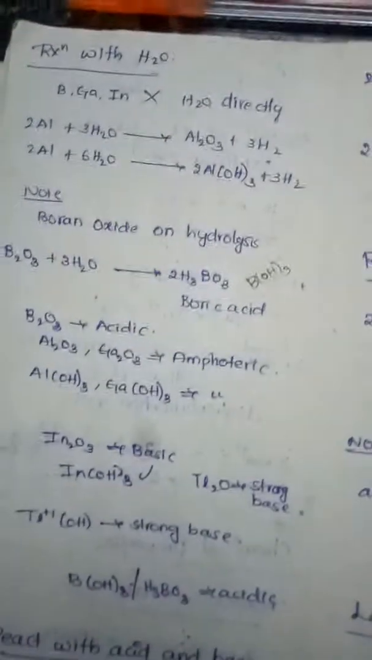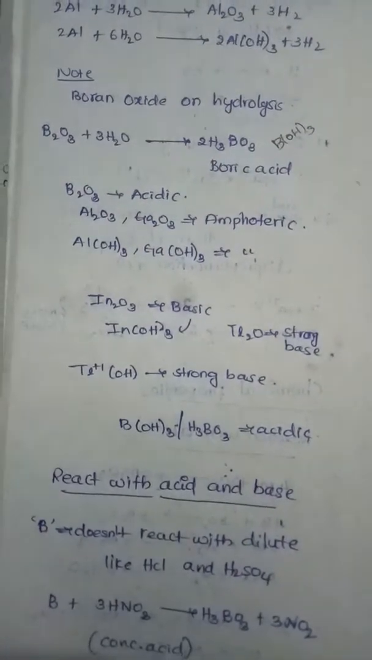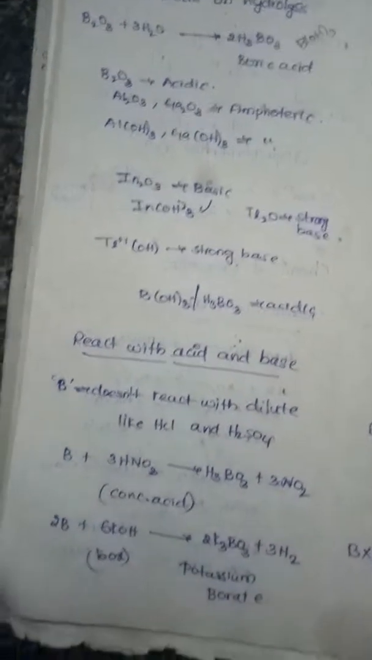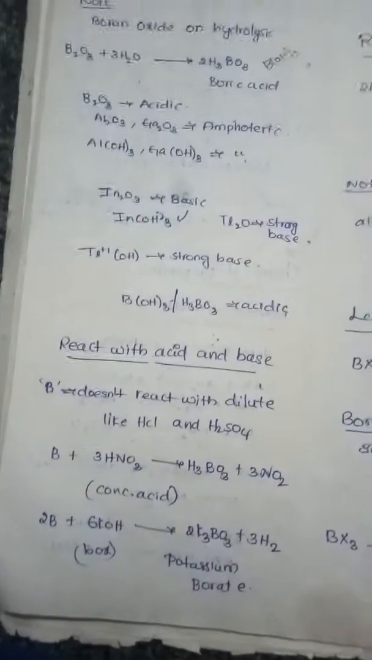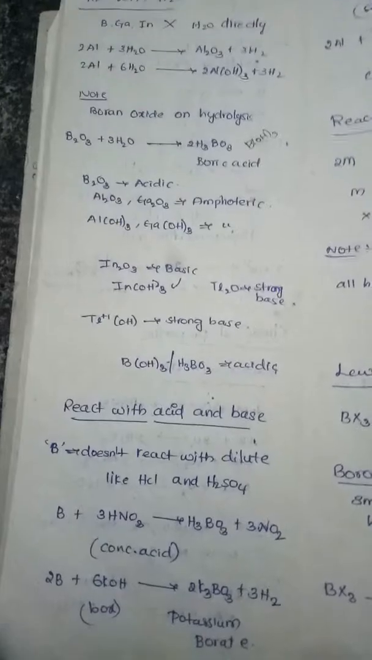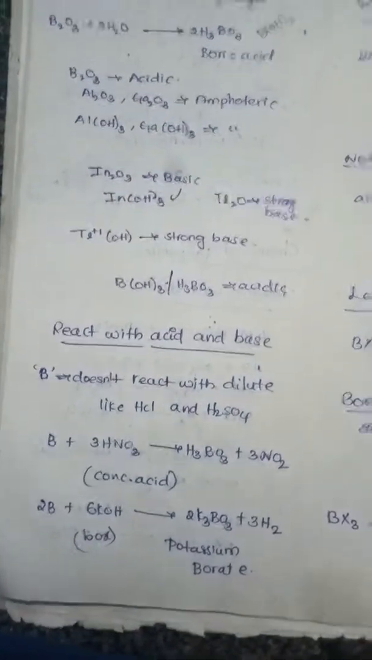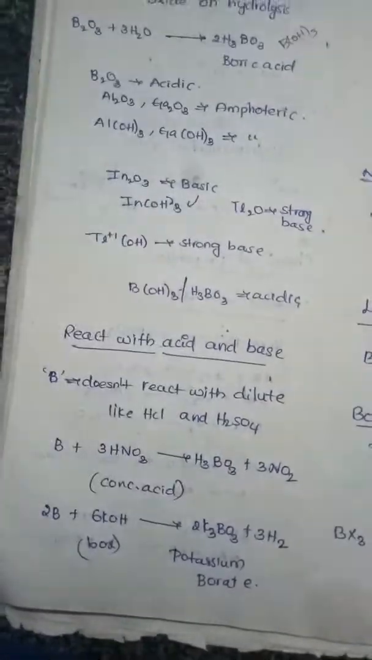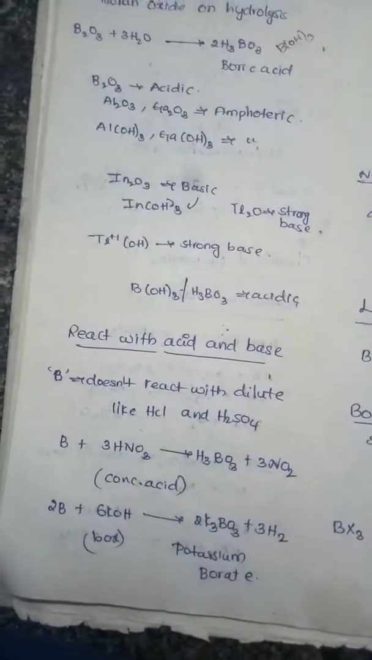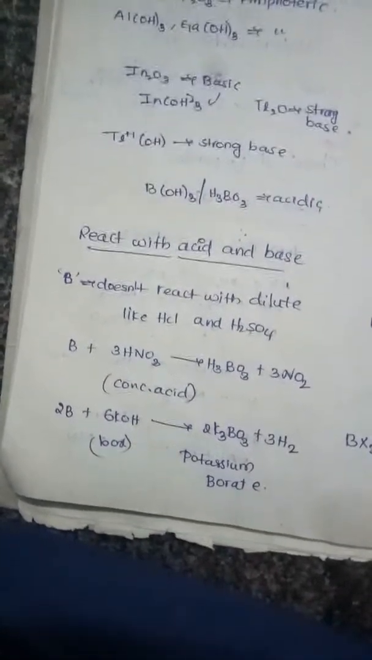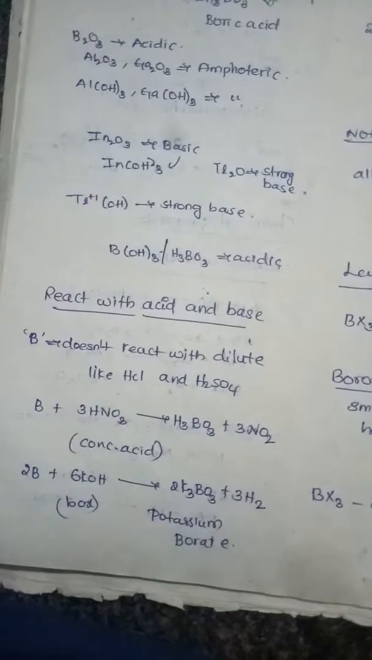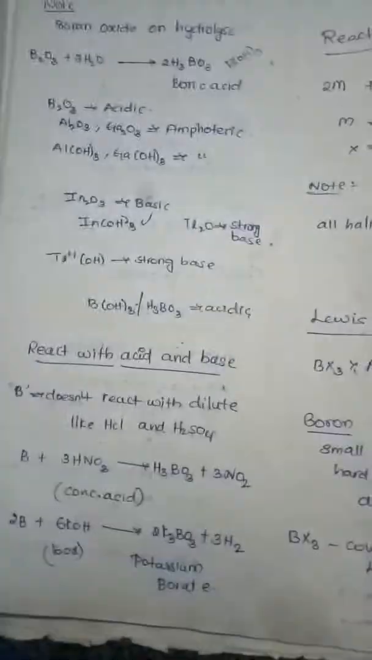Next, reactions with water. All these are reactions with water, and reaction with acids and bases. Boron does not react with dilute HCl and concentrated H2SO4. This is the main point. And here we can form boric acid, H3BO3, which is important. We come further.